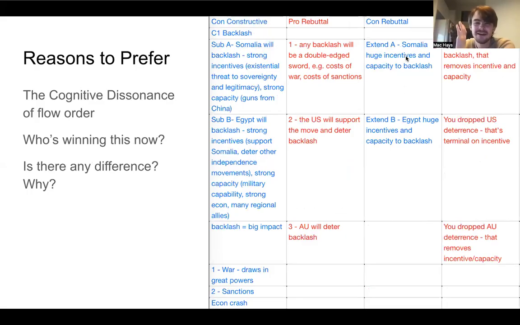And on this one, I feel like it's very clear that the pro is winning. I don't know why. It seems like there's three pieces of pretty good defense that are just sort of dropped. Maybe it's the way that the neg is extending; it doesn't seem like it's accounting for the defense as much.